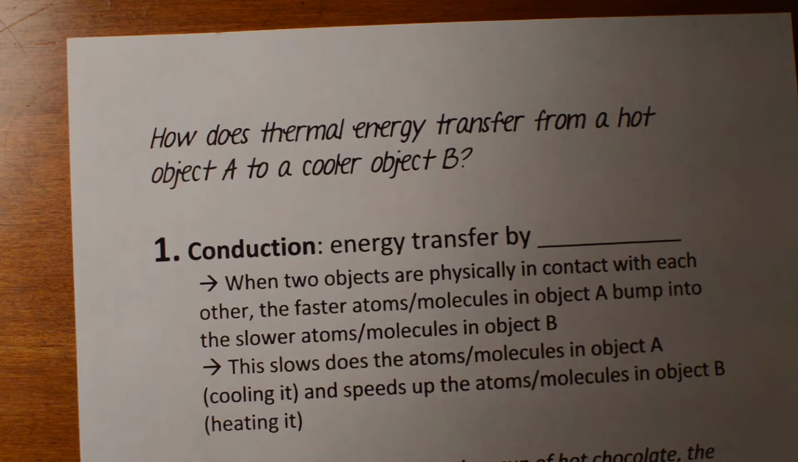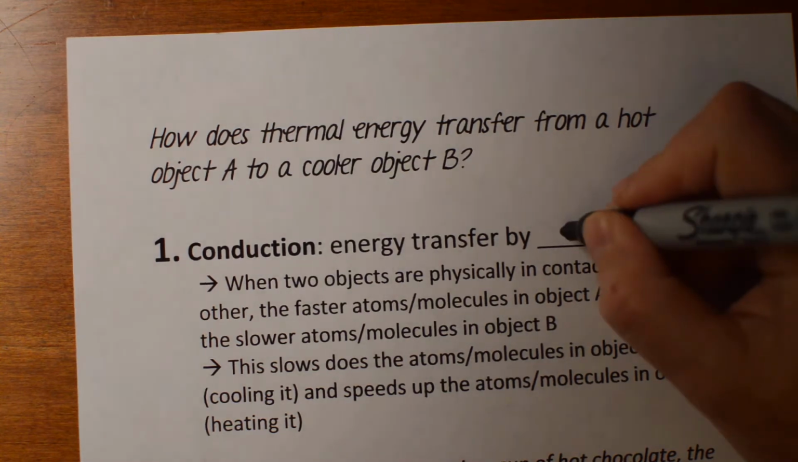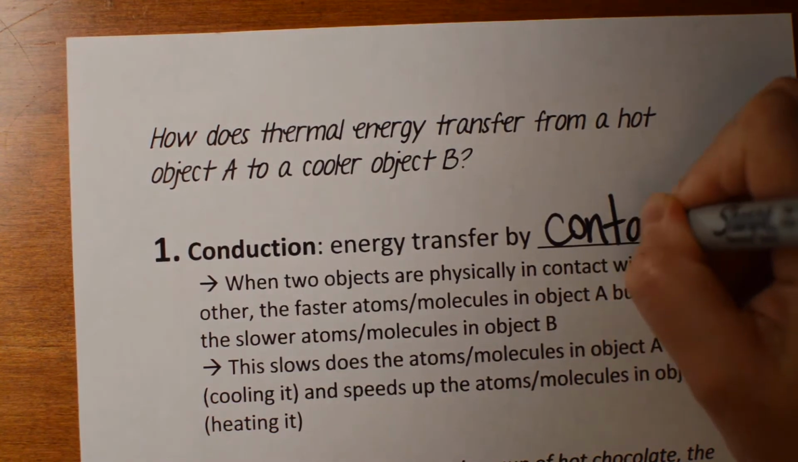So if you put a hot object and a cool object together, the hot object will get a little cooler, the cool object will get warmer. They will transfer thermal energy from one to the other. It's basically two main ways. Conduction is energy transferred by contact.